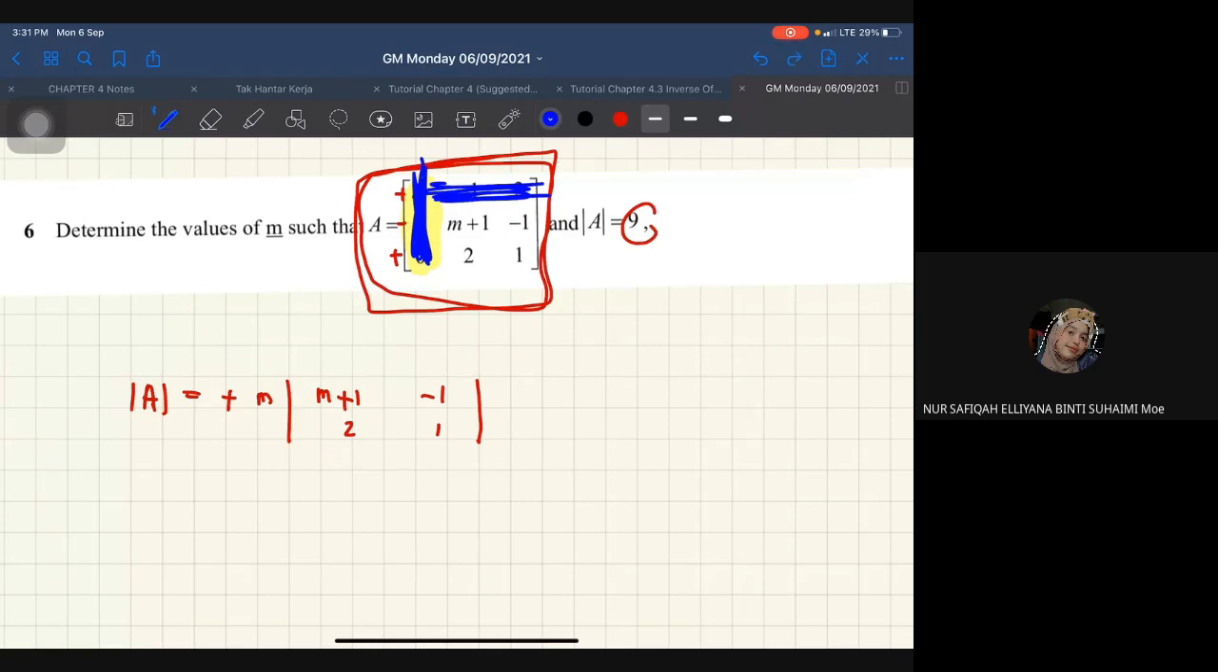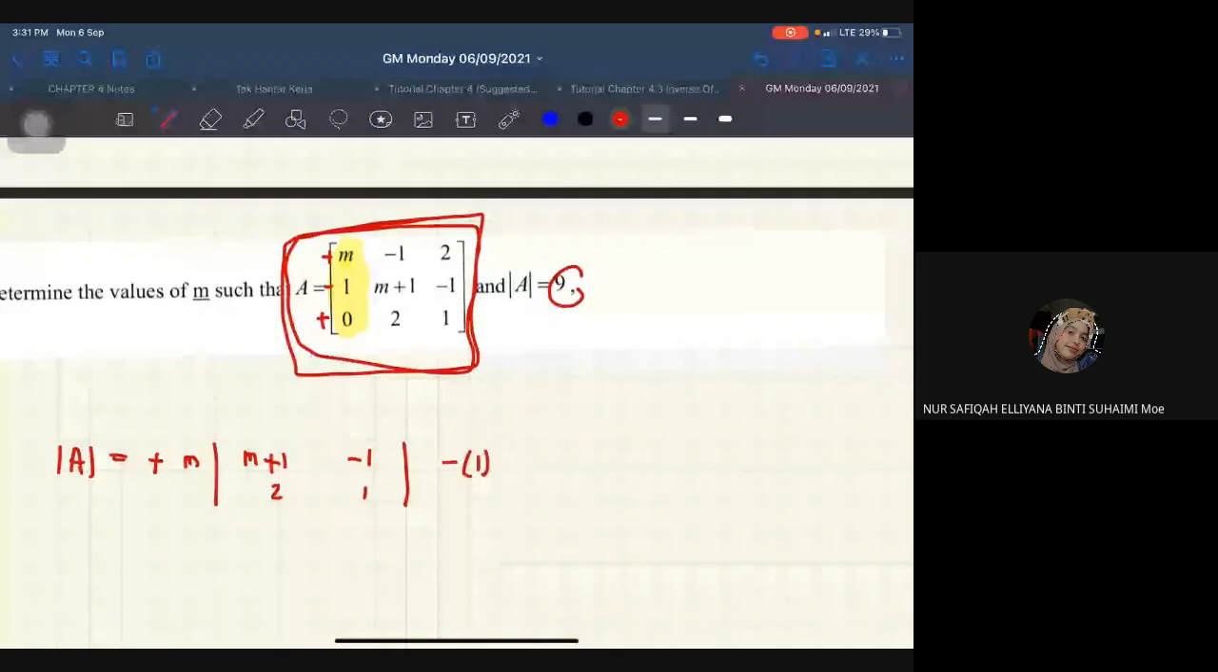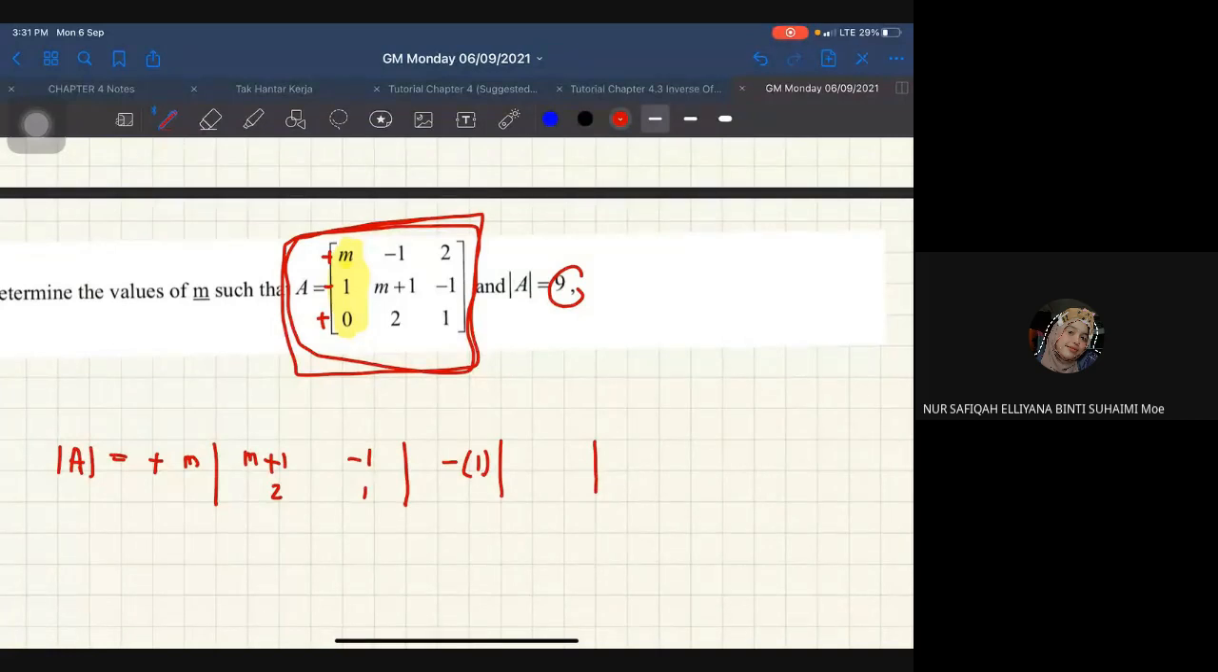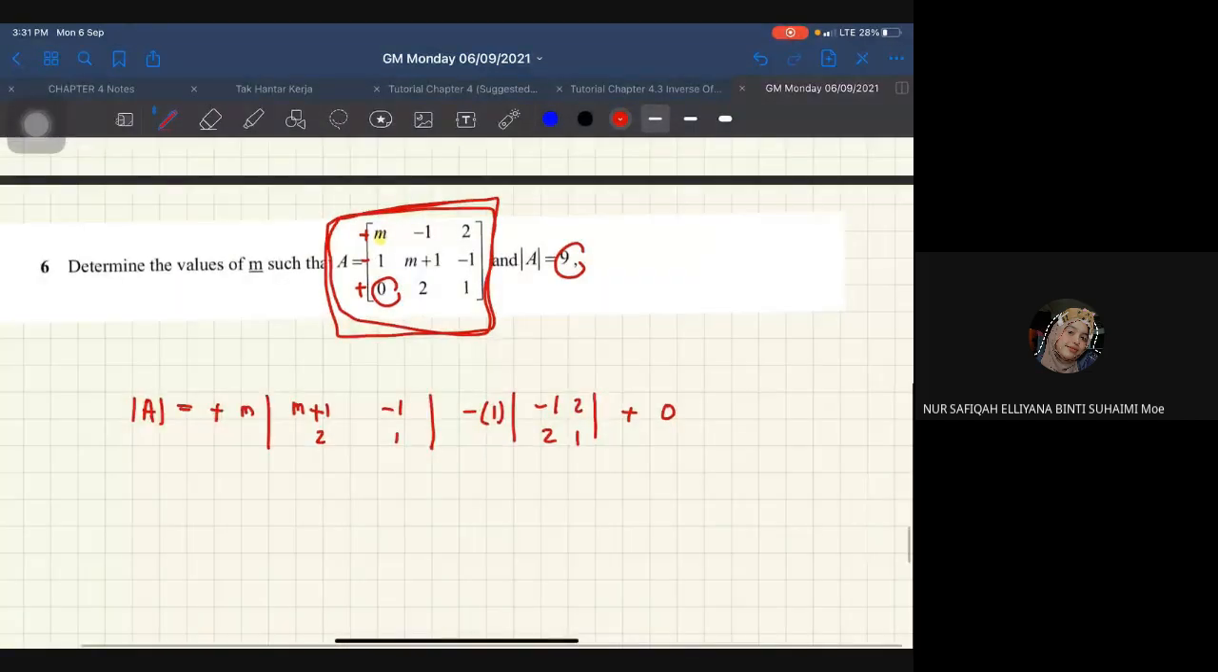Okay, so for the second one, kita ada tolak. So you have minus 1. Awak tulis dia satu tu walaupun dia satu sebab nak bagi awak faham. So kita eliminate the second row and the first column. So apa yang tinggal adalah negatif 1, 2, 2, 1. And then plus kan dengan, so finally kita ada kosong, this one kosong. So just plus 0 sahaja, tak perlu tulis yang belakang tu. Okay, so kita expand this one.